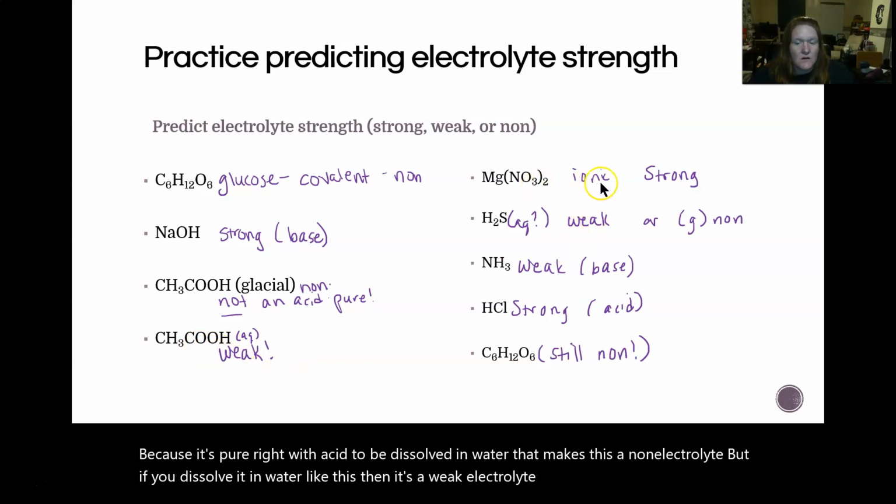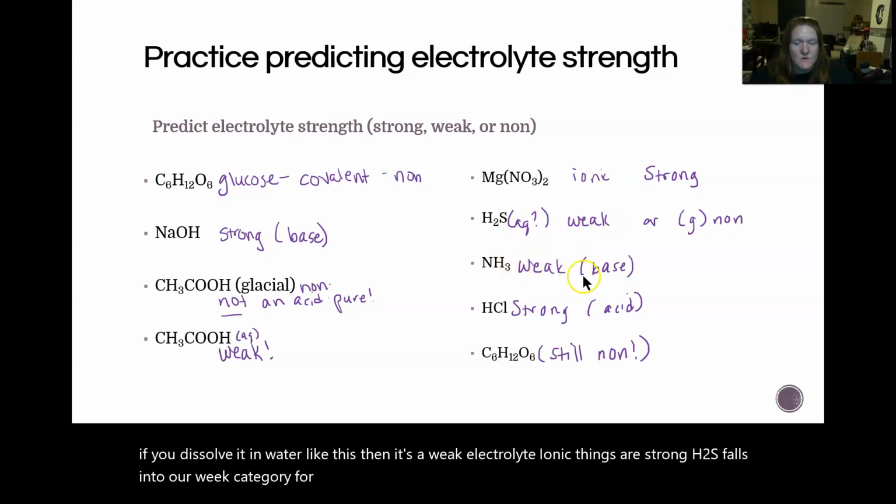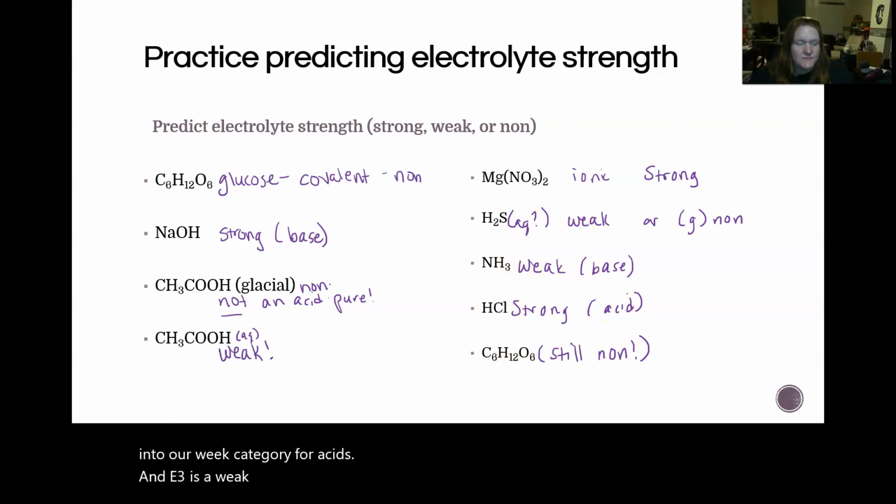Ionic things are strong. H2S falls into our weak category for acids. NH3 is a weak base. HCl is a strong acid. Hopefully you got that right, but if not, keep practicing.